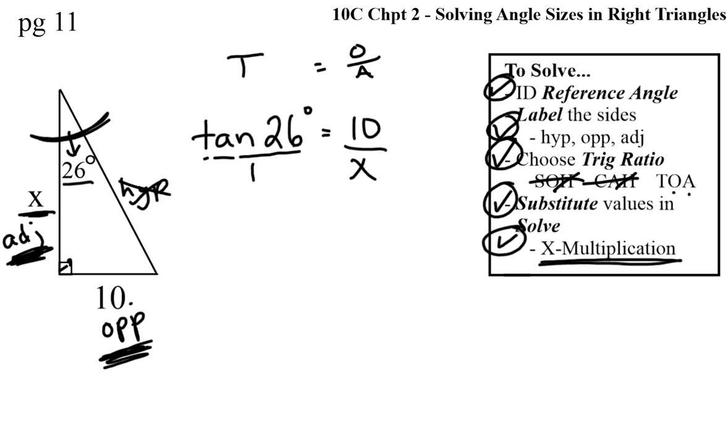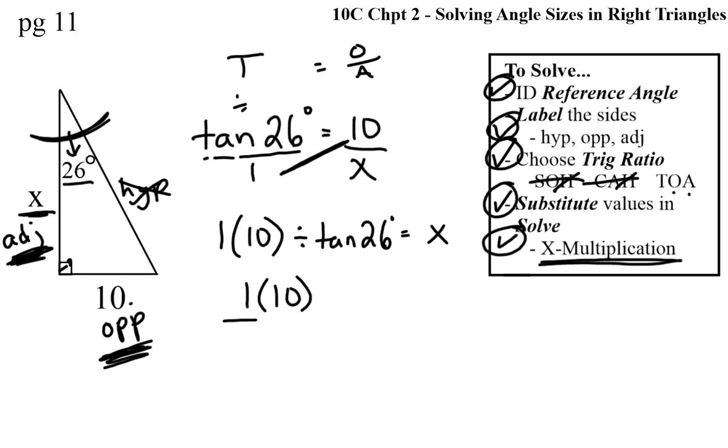Well, be careful. This cross multiplying is a little bit different this time. What can we multiply this time? 1 times 10. Sorry, I don't want an X, I want a bracket there. We have 1 times 10, and now we want to divide by that extra piece. 1 times 10 divided by tan 26 degrees will equal what we're trying to find. Some people might want to write this 1 times 10 divided by tan 26 degrees. It's up to you, but that's the calculation we need to do.